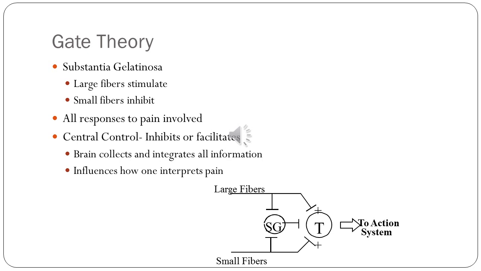Again, the picture at the bottom illustrates the relationship between the large and small fibers, the substantia gelatinosa, and the T cell. The large fibers will stimulate the substantia gelatinosa to close the gate and decrease the sensation of pain, whereas the small fibers will allow the gate to remain open, if you will, to sensing pain.